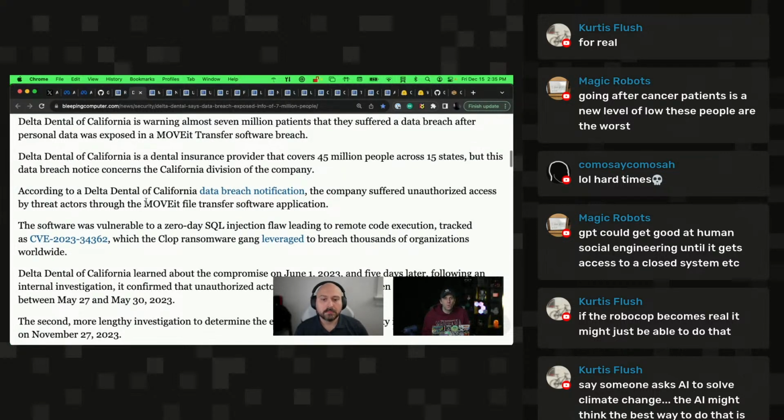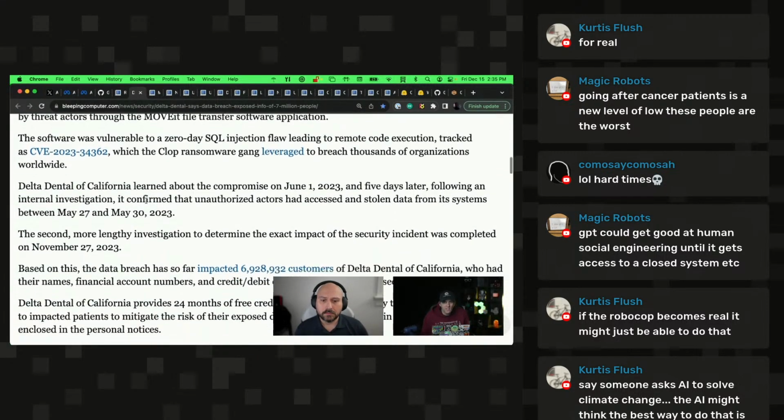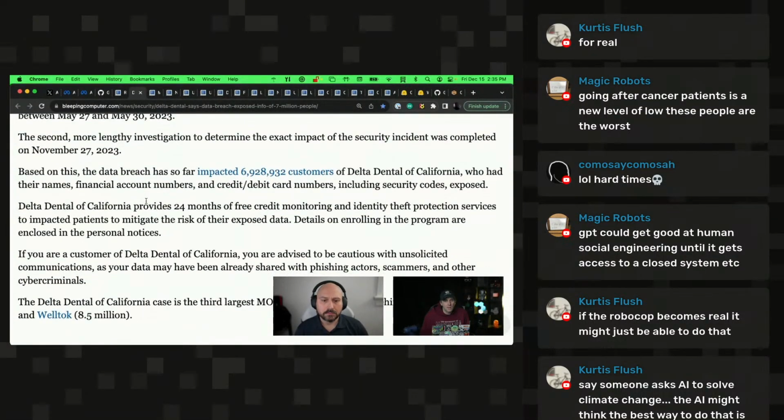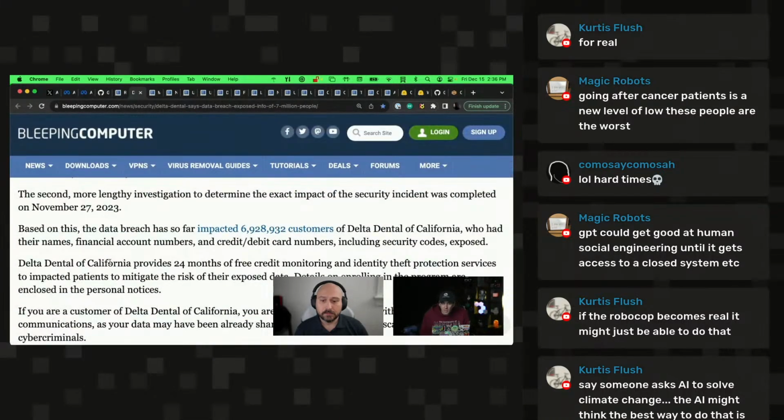This, of course, happened a while ago, and we've been seeing these rolling out one after the other because this was a massive breach of a lot of different companies. Oh yes, so this represents the third largest, only behind Maximus, which was 11 million, and Welltalk, which was 8.5 million. So a huge data breach.